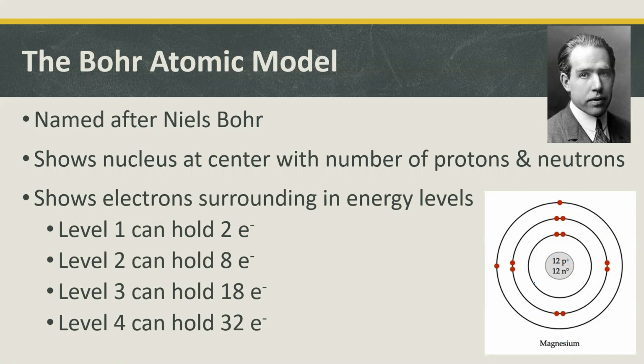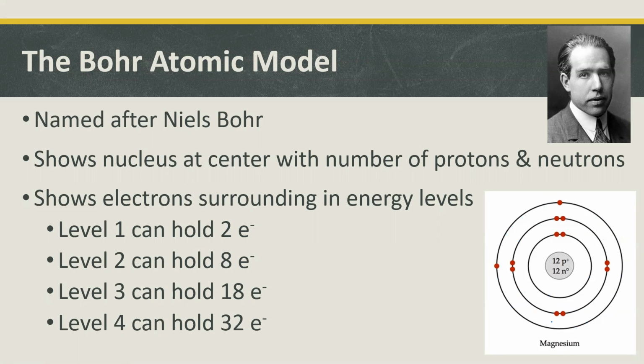So level 1, the first electron orbital can hold 2 electrons, up to 2. The second can hold up to 8. The third can hold up to 18. And then the fourth can hold up to 32. So you have to fill each level before moving on.